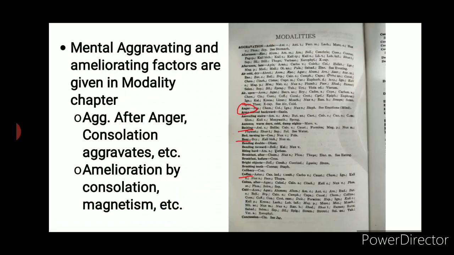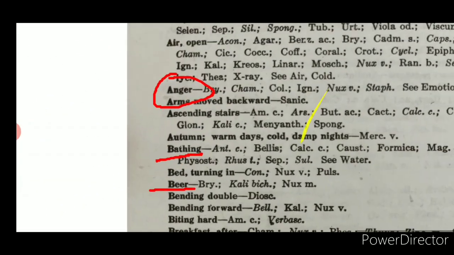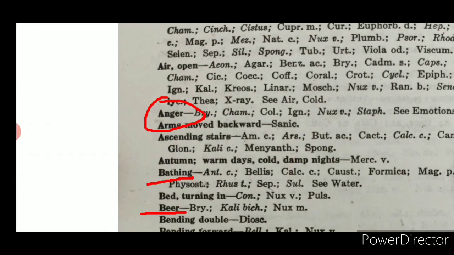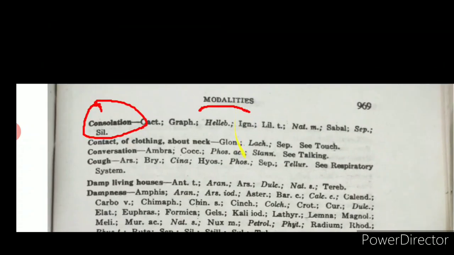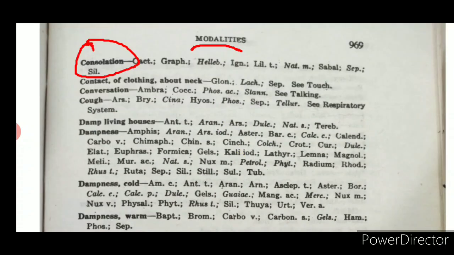Okay, now when we look into the general modalities chapter, we will find the mental aggravating factors or the state of mind which aggravates the normal conditions, like aggravation from anger, aggravation from consolation. So you will find over here in alphabetical order. This is the general modalities chapter, where you have aggravation from anger. Again, here is aggravation from consolation.